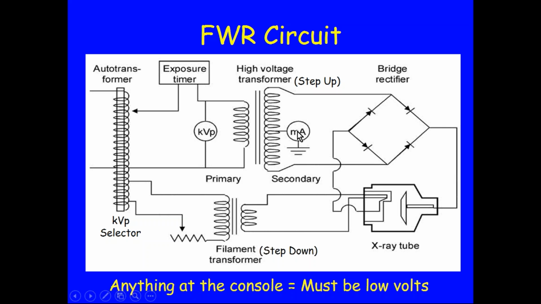You can read your MA over here. This is what we call a center tapped high voltage transformer. So you can put your MA meter right at the center there. That'll read the milliamperage that you have generated across the tube. Okay, so that's what a circuit looks like. A three-phase circuit looks even more complicated. We needn't go there.